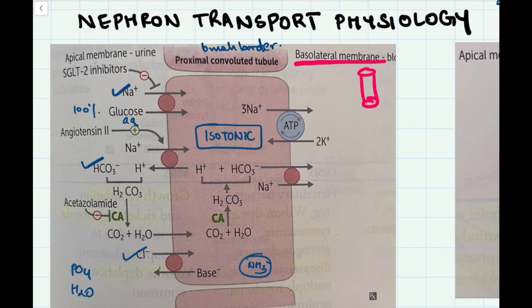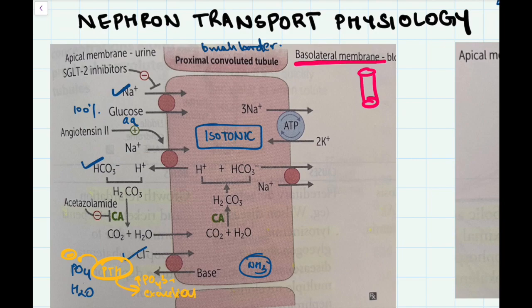Let us look at some hormonal influences. So first we have the parathyroid hormone. Parathyroid hormone inhibits the sodium phosphate co-transport, leading to increased phosphate excretion, right. We know that parathyroid hormone is responsible for increasing the phosphate excretion.